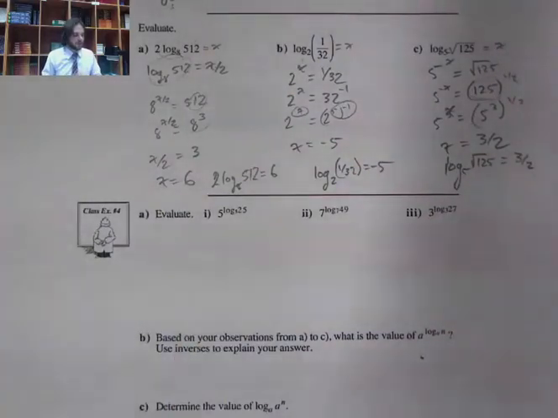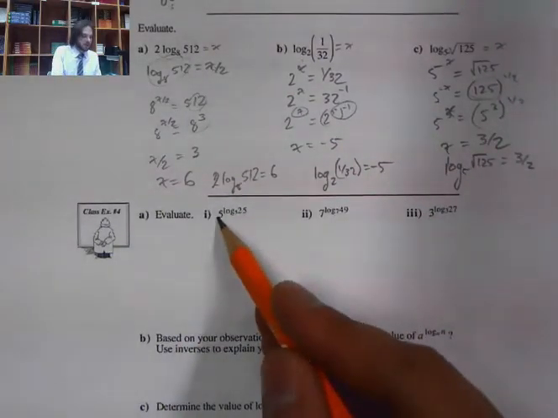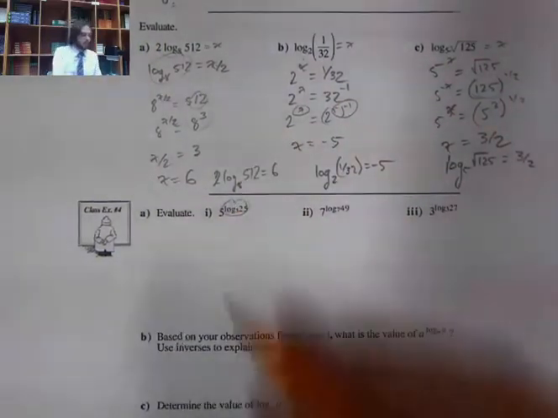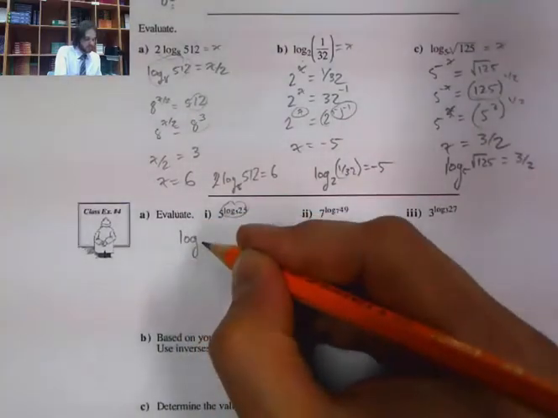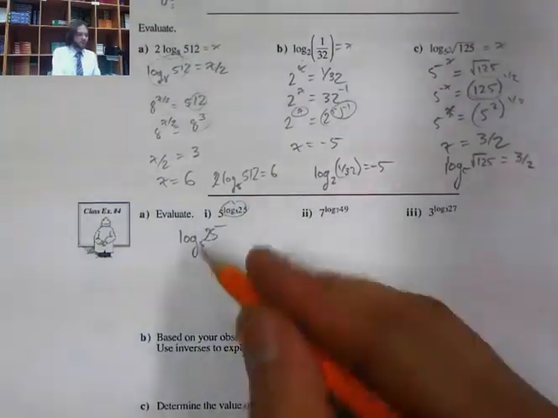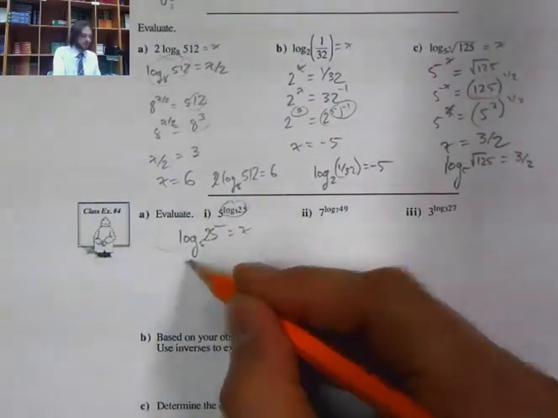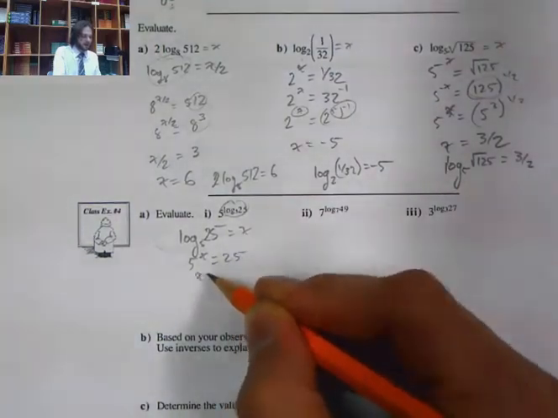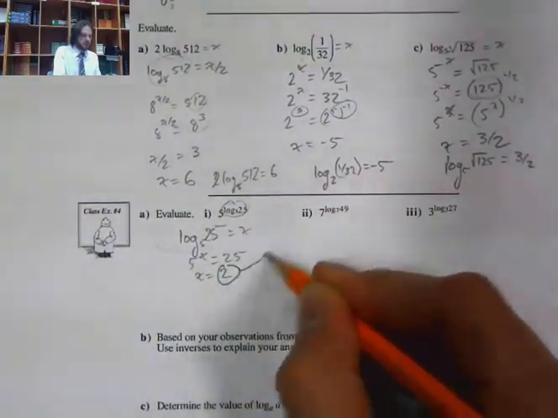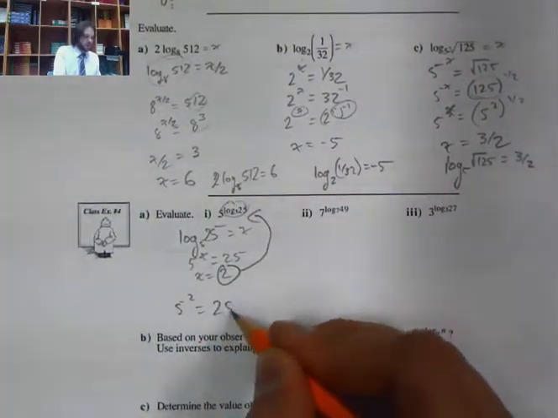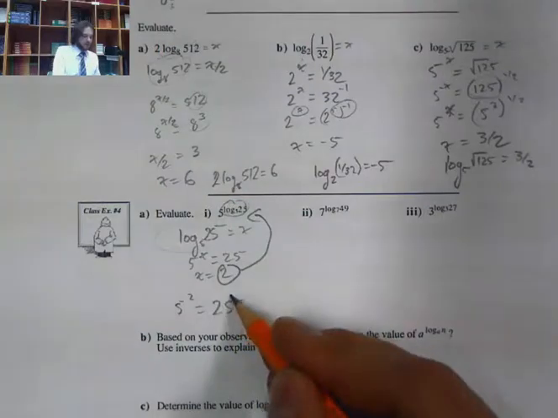Now here's an interesting one. It says 5 to the power of log base 5 of 25. Well, first, let's look at my log. Log base 5 of 25, what does this equal? Well, this is equal to x. So that's like saying 5 to the x is equal to 25. So x is equal to 2. Now I can put all of this back in for my power. So it's 5 squared, which is equal to 25. So that is my answer.